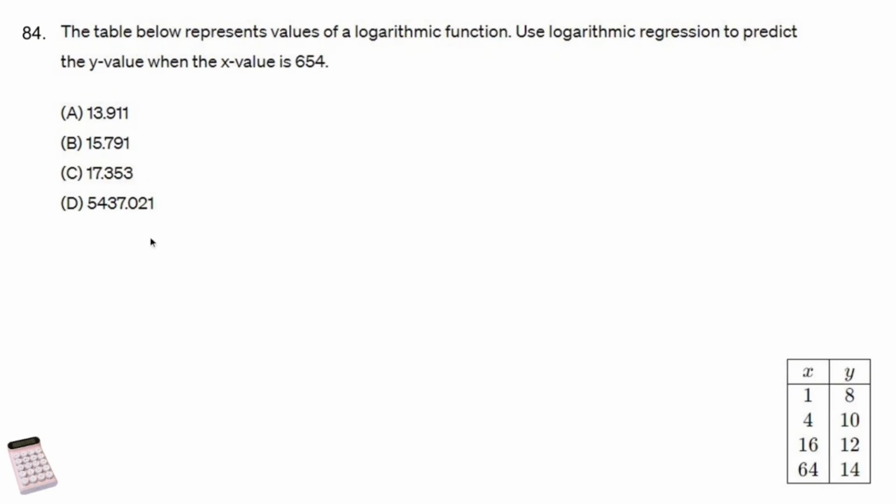The table below represents values of a logarithmic function. Look how small it is. Why did I make it so small? Use logarithmic regression to predict the y value when the x value is 654. Geez Louise. All right, so what I'm going to do is use that table right there and use what's called ln reg. That's going to give me some gross-looking ln problem. I'm not going to write it down. I'm not going to save it. I'm just going to store it and then plug in 654 and see what happens.